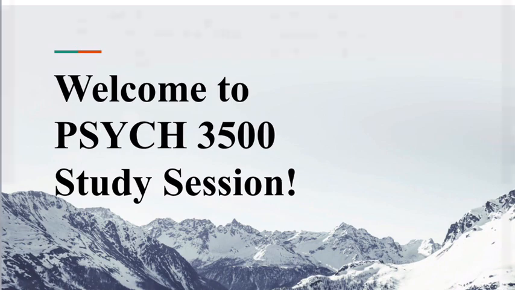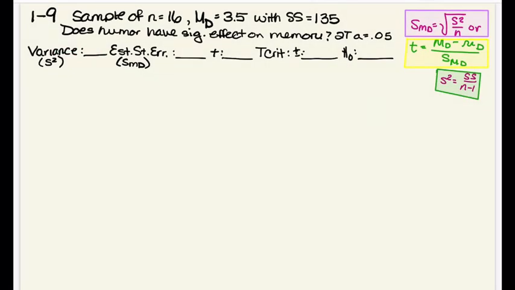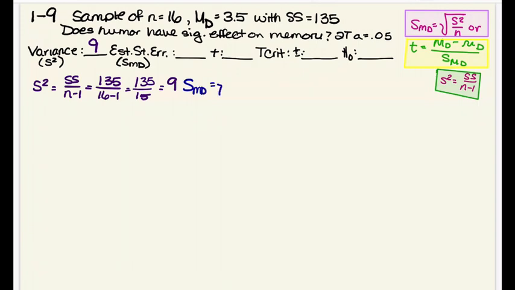In our first example question, we have an n of 16 with a mean of difference scores of 3.5 and a sum of squared deviations of 135. First, we can find our variance with the sum of squared deviations divided by n minus 1, which gives us a variance of 9. Then we'll use the variance to find the estimated standard error by taking the square root of the variance divided by n. In this case, we have a standard error of 0.75.